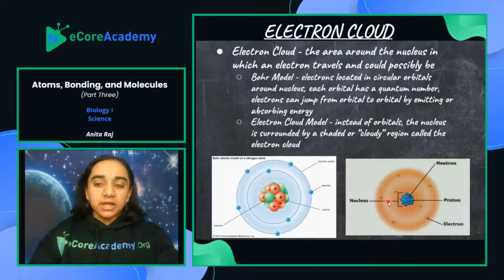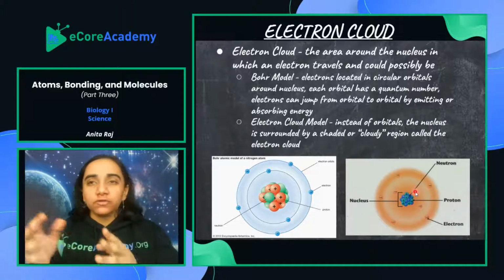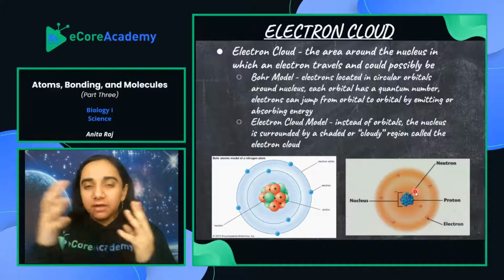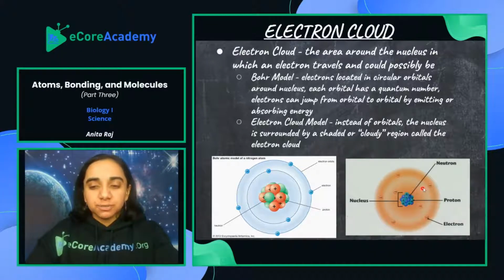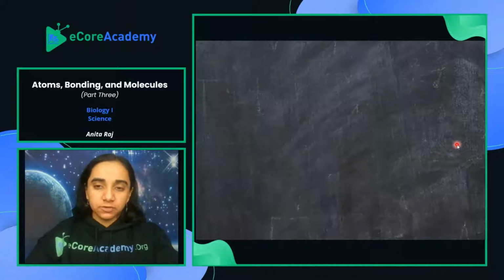It's kind of blurry in a sense. You don't have defined orbitals like here, where we actually have these rings drawn around the nucleus. It's pretty much proposing, if you want to think of mist or fog or a cloud, you don't have defined shapes. It's just proposing that anywhere in this orange area, you have a probability of finding an electron. So that's the electron cloud model. So those are the two models.